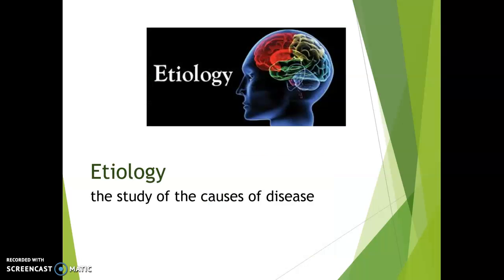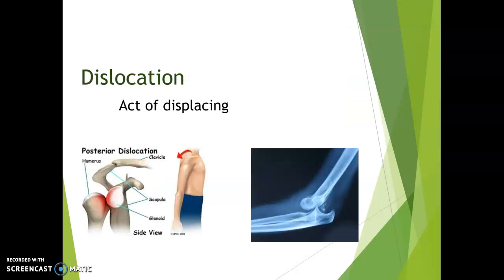Etiology means the study of the causes of disease. So anytime we are trying to research or study what causes certain injuries, illnesses, diseases, that is all etiology. Then we have dislocation. So it just means the act of displacing. So you can dislocate numerous different bones in your body. Several common ones would be your shoulder, your fingers, maybe your patella, your kneecap. And then I have some images at the bottom.